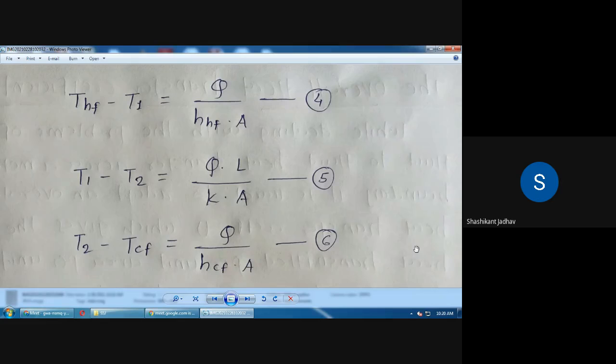T_HF minus T1 is equal to Q upon h_HF into A. That is equation number 4. Then T1 minus T2 is equal to Q into L divided by K into A. That is equation number 5. And then T2 minus T_CF is equal to Q upon h_CF into area, and that is equation number 6.